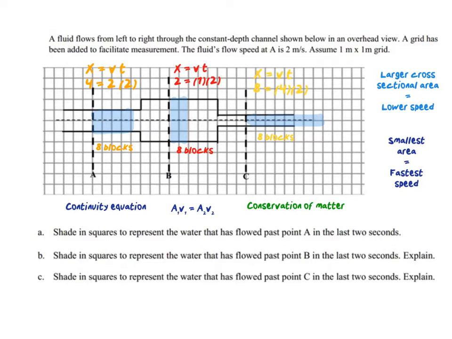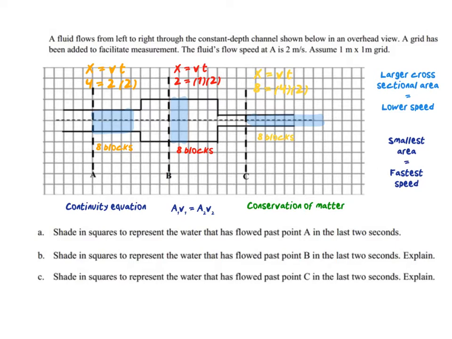So the explanation for B and C are really the same thing. We could say due to conservation of matter, 8 blocks worth of water has to pass in the same given amount of time. We could also say that due to the change of the cross-sectional area of the pipe, the speed must adjust inversely. So where the area is smaller, the speed must be higher proportionally.